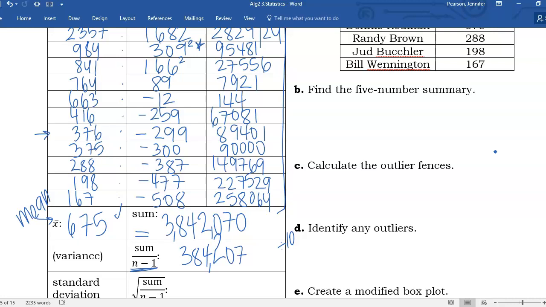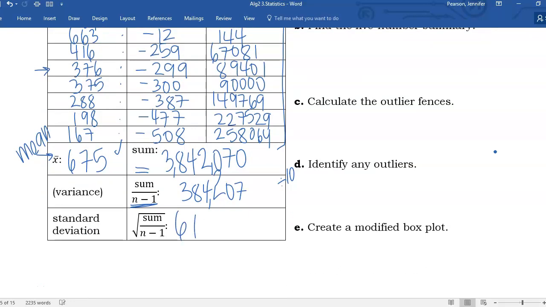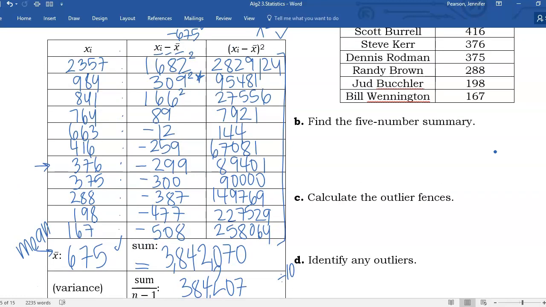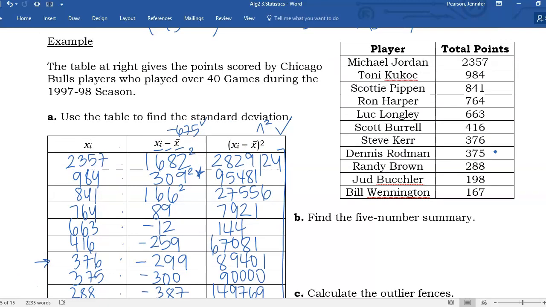Last step is to square root that number, okay? So I'm going to go square root of 384,207, and that gives me 619.8. Now that is a lot of work to show us that the average distance from the mean of these players is about 620 points.